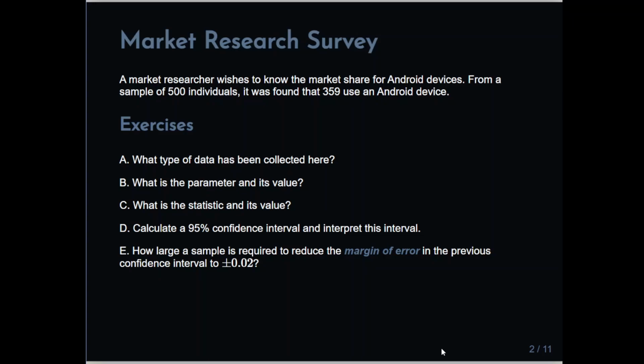And this is more of a complicated question, so you might come back to this, but we'll just do this here to introduce the concept of a margin of error. How large a sample is required to reduce the margin of error from the previous confidence interval to plus or minus 0.02? Okay, that one is a bit more tricky than the rest.